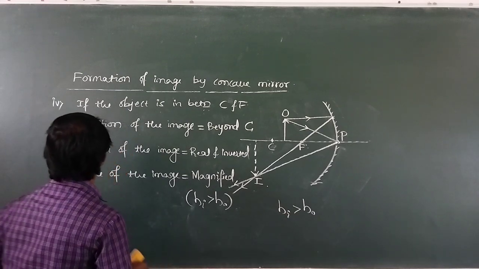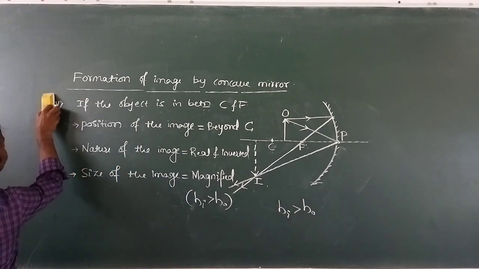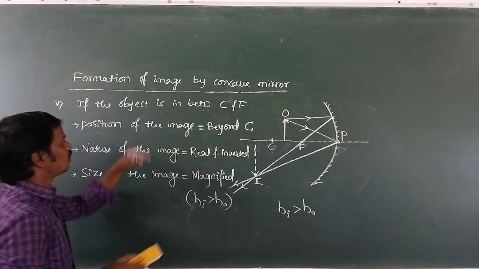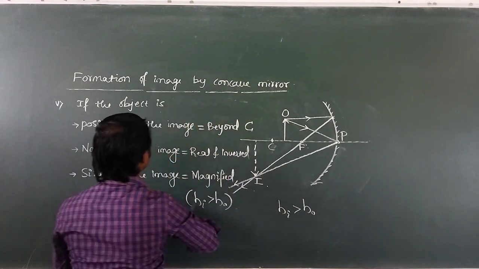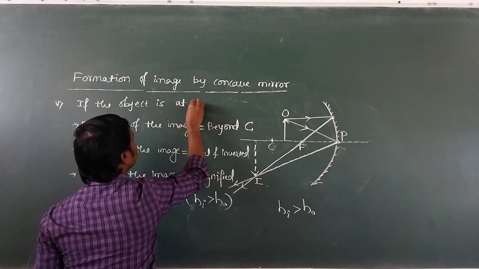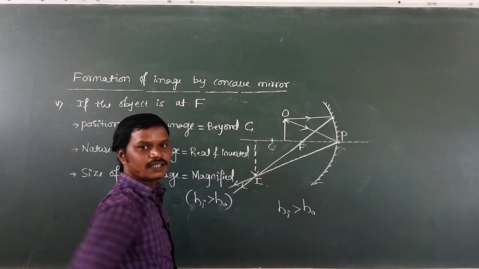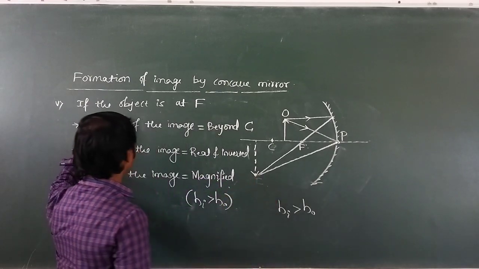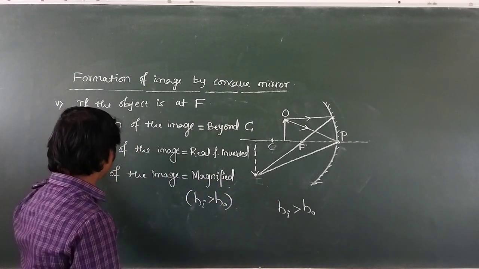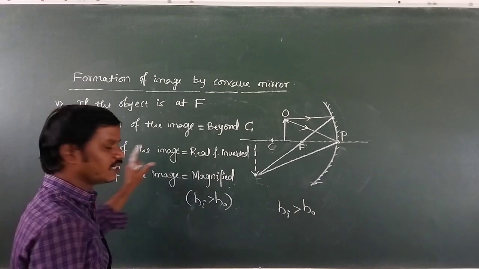Next, let us move to the fifth case. If the object is at focus, F means here focus. Then again what do we have to find? We have to find the position of the image, the nature of the image and also the size of the image.